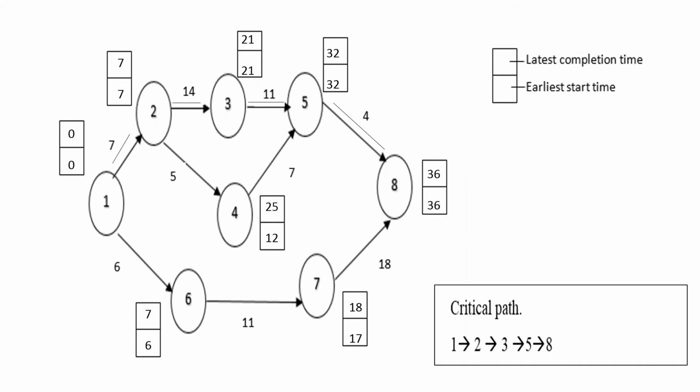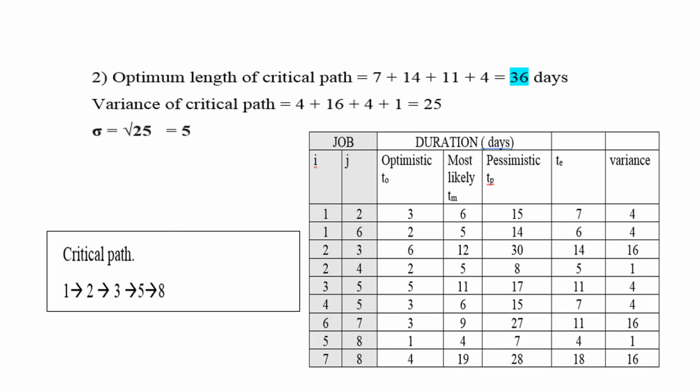Now you are having the critical path with you, 1, 2, 3, 5 and 8. Okay, so you have to write it down. So the first question is over. You have drawn the network diagram and you have found the critical path.